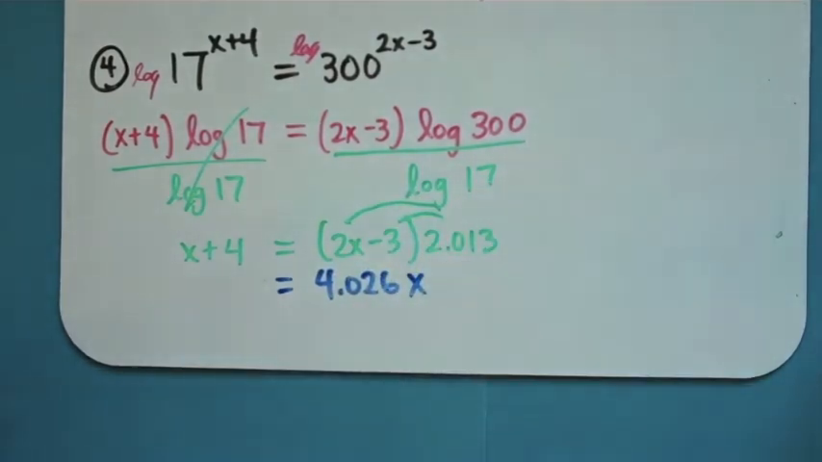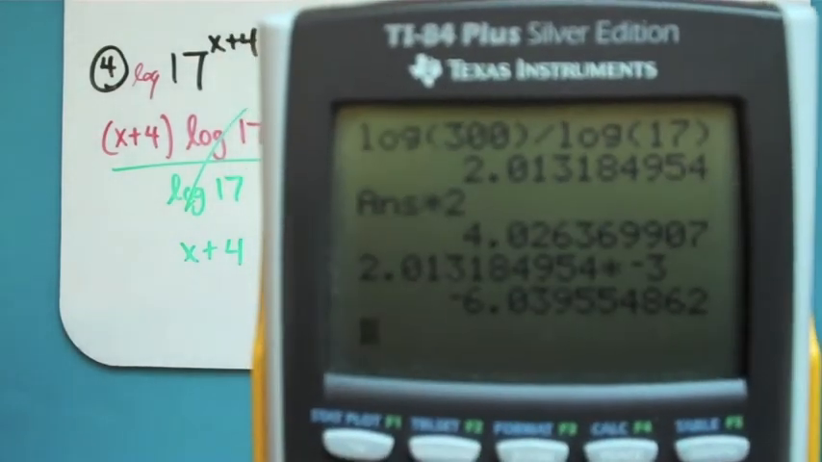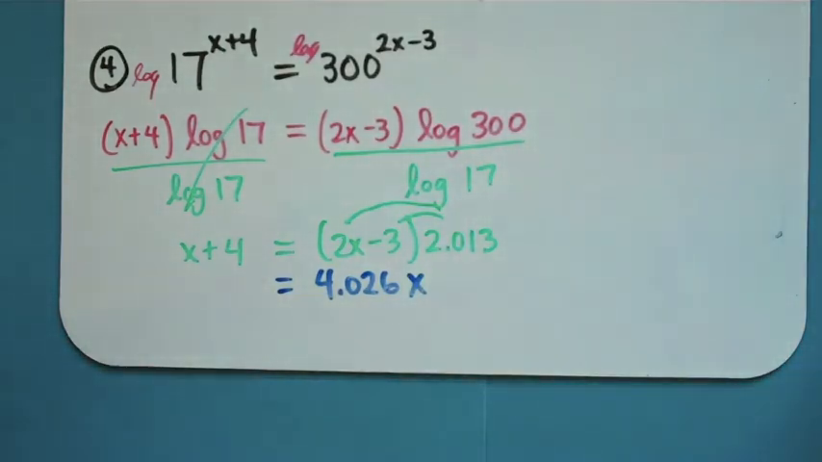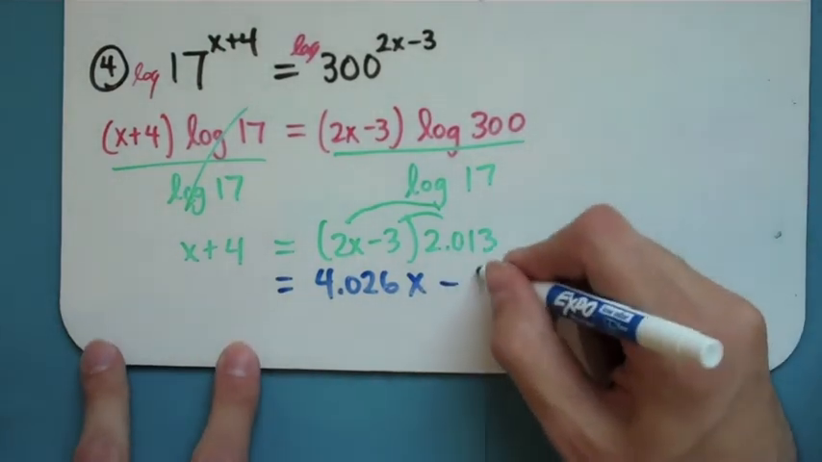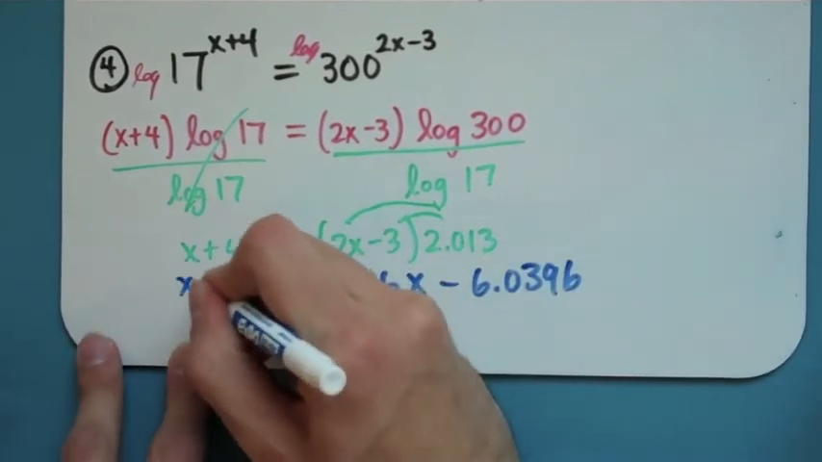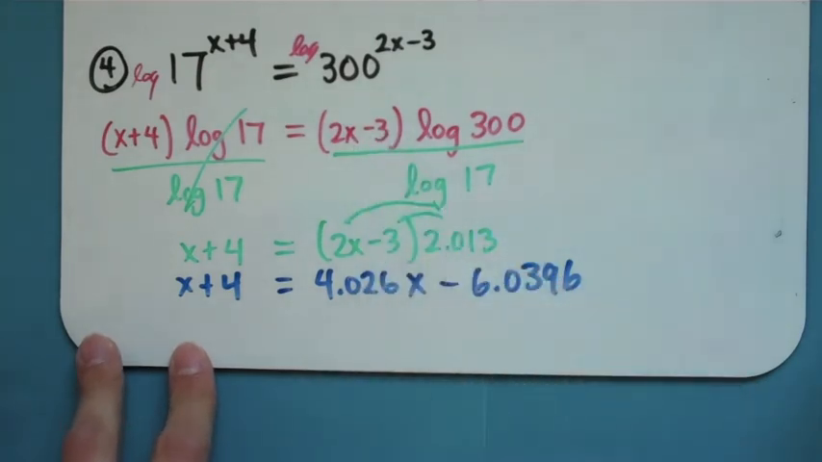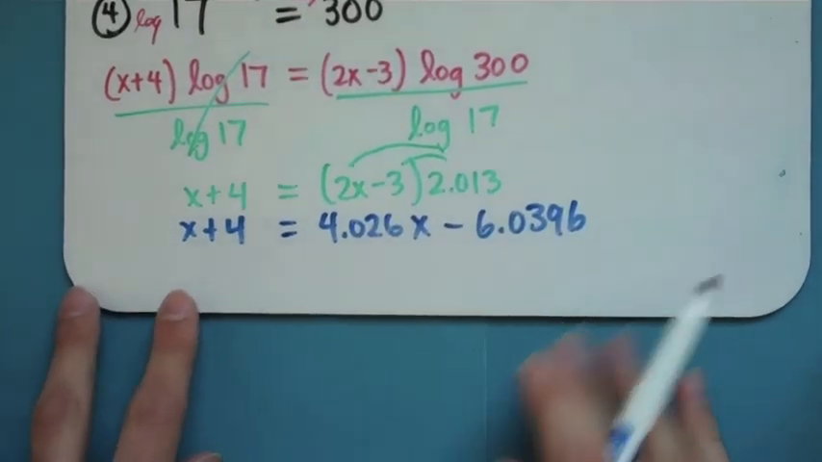And then I need to do that same number times negative 3. And if I do that, I'm looking at negative 6.0395 blah blah blah. Round that to minus 6.0396. And while this looks complicated, I divided here, I had to distribute because I had a whole thing going on. This is just algebra 1. This is just solving for x.